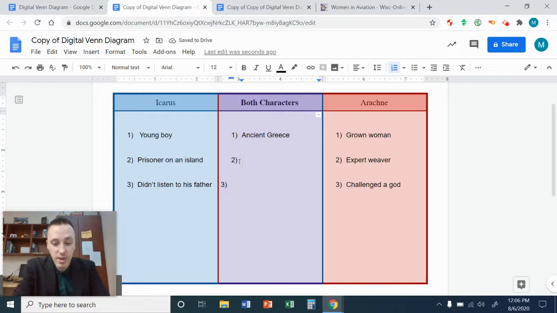What happened to both of them by the end of it? Well, remember, Arachne got turned into a spider, and Icarus fell down to the sea because they were both punished by God. They did something they shouldn't have done, so they were both punished. They were punished in different ways, but at the end of the day, they both paid a price for not obeying.